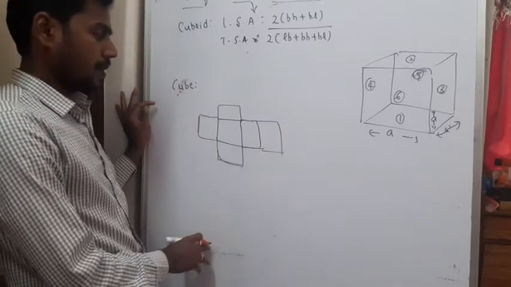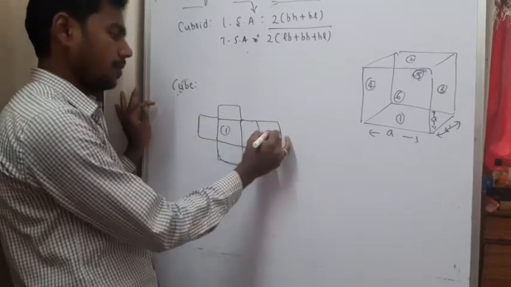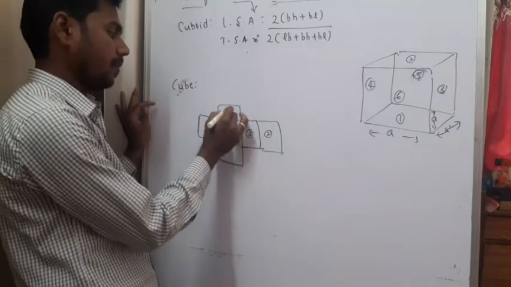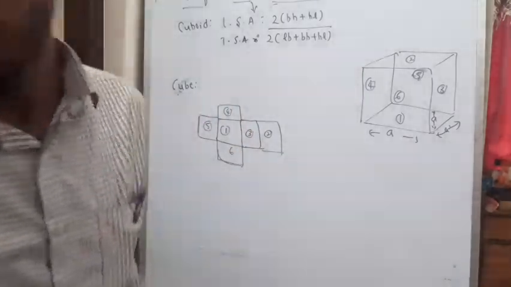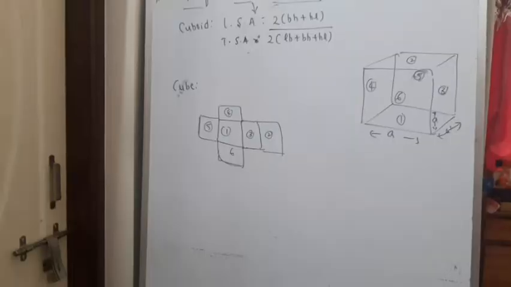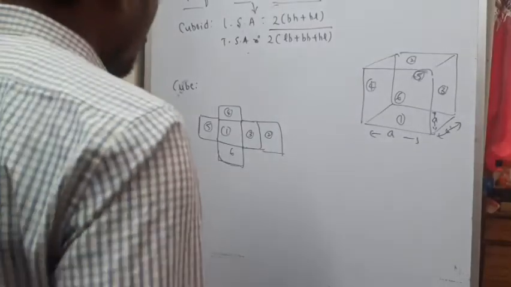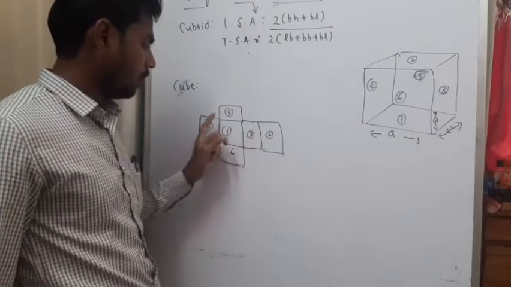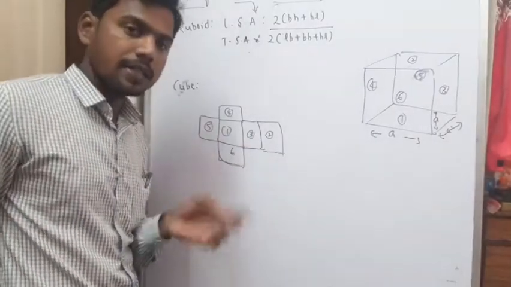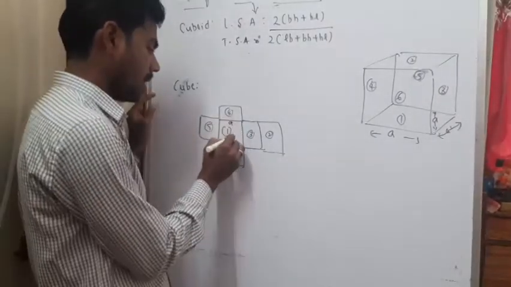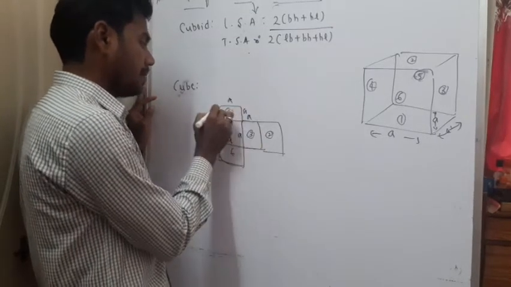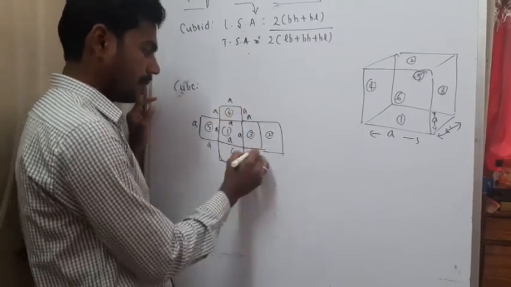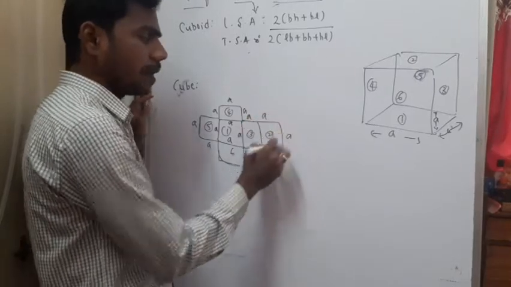Okay, 1, 2, 3, 4, 5, 6. Please wait, sorry. So for a cube, 1, 2, 3, 4, 5, 6, and all the areas will remain the same. So A, all the dimensions will remain the same.